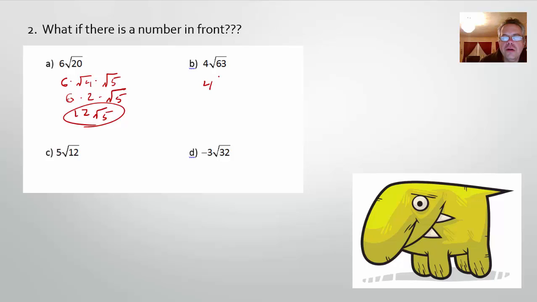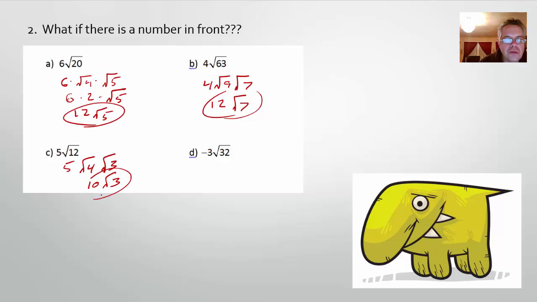So this is 4. 9 goes into 63, so square root of 9 times square root of 7. Square root of 9 is 3, so 4 times 3 is 12, and then I have square root of 7, so I skipped this step. Here, 4 goes into 12, so we can write this as 5 times square root of 4 times square root of 3. That's 2. 2 times 5 is 10, so we get 10 square root of 3.